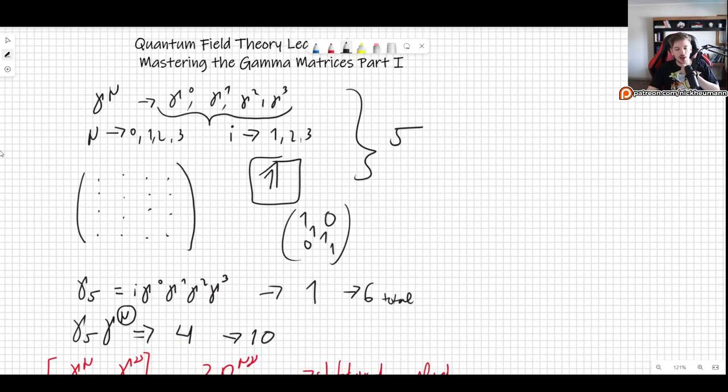Now in the next video, we will go in depth and solve a bunch of different algebra problems with gamma matrices so that you can learn how to use them and be comfortable with all sorts of tensor operations, so that we can then go straight into Lorentz transformations and then continue with quantum field theory itself. So there we go.